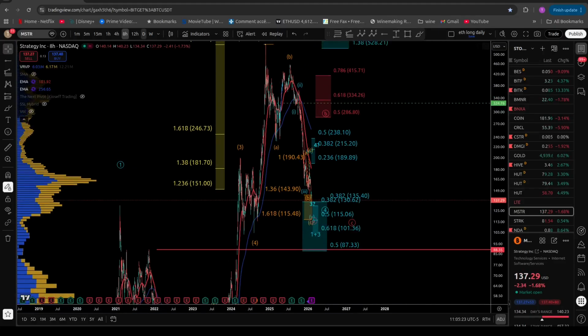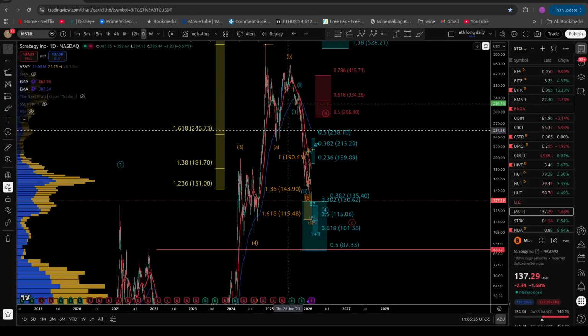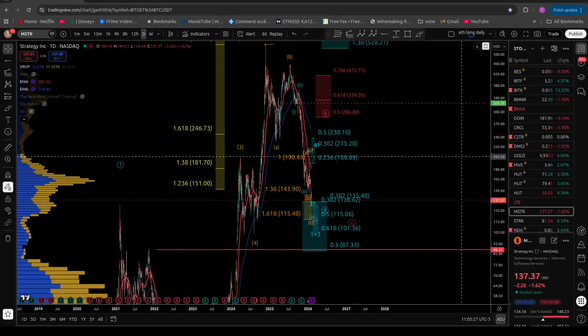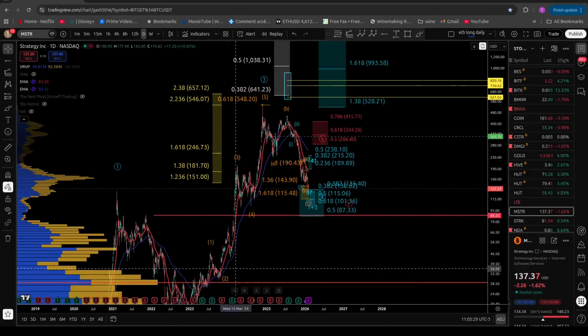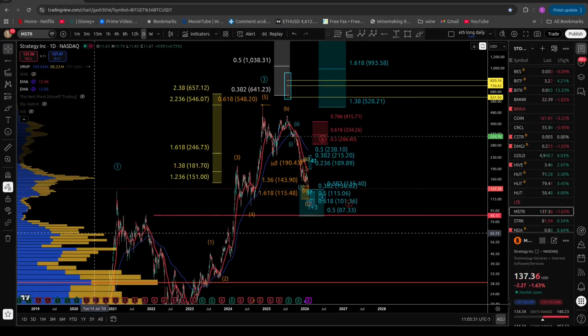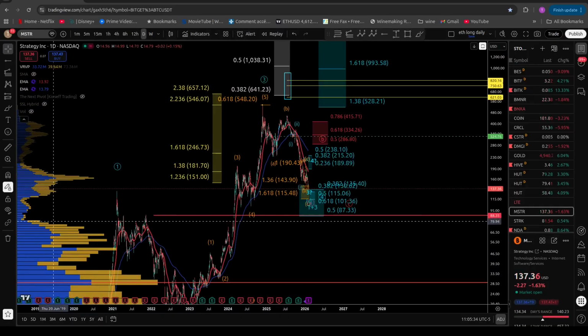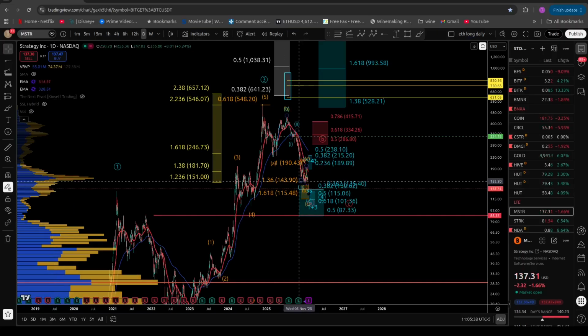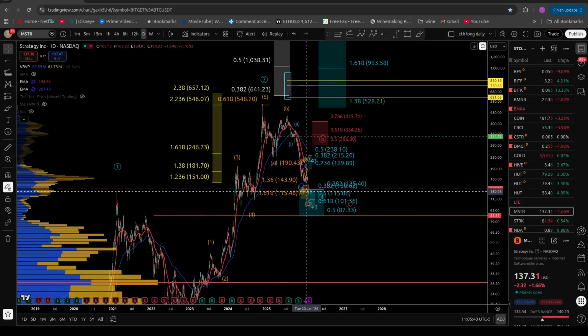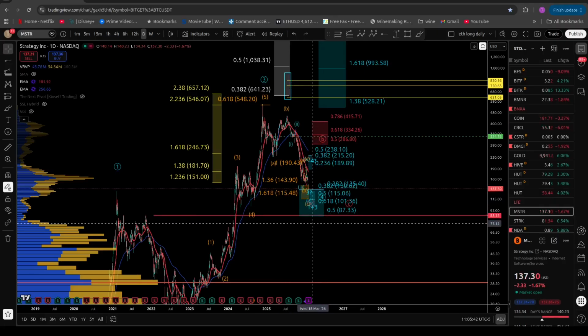Let me double check here on the daily. We already went higher. No, I don't think so. This is the higher high. And well, $80. Yeah, if price really doesn't hold, then it's going to open for lower levels.